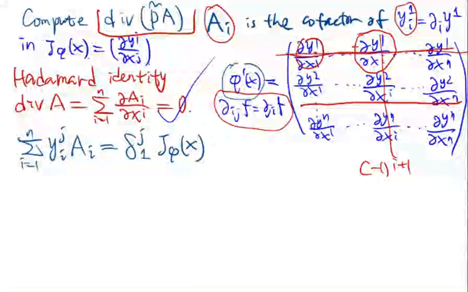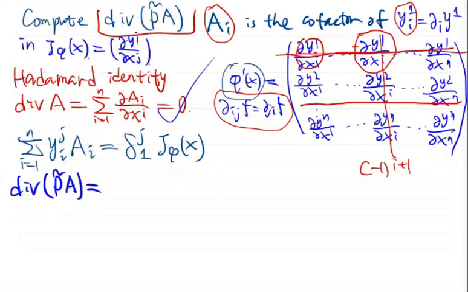So our divergence can be computed as follows. P tilde A, where A is a vector field and P tilde is a scalar function. The divergence of a scalar function multiplying a vector field is the gradient of the scalar function inner product with the vector field, plus P tilde multiplying the divergence of A.